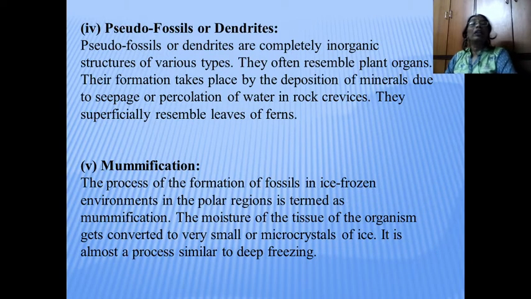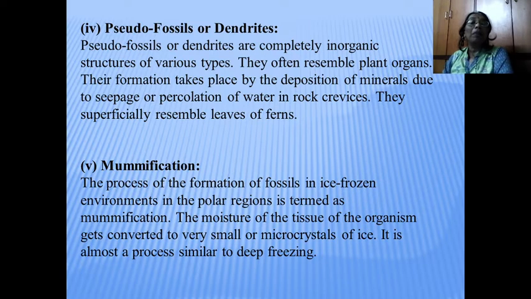Next is pseudofossil or dendrites. Pseudofossils or dendrites are completely inorganic structures of various types. They often resemble plant organs. Their formation takes place by the deposition of minerals due to seepage or percolation of water in rock crevices. They superficially resemble the leaves of a fern.